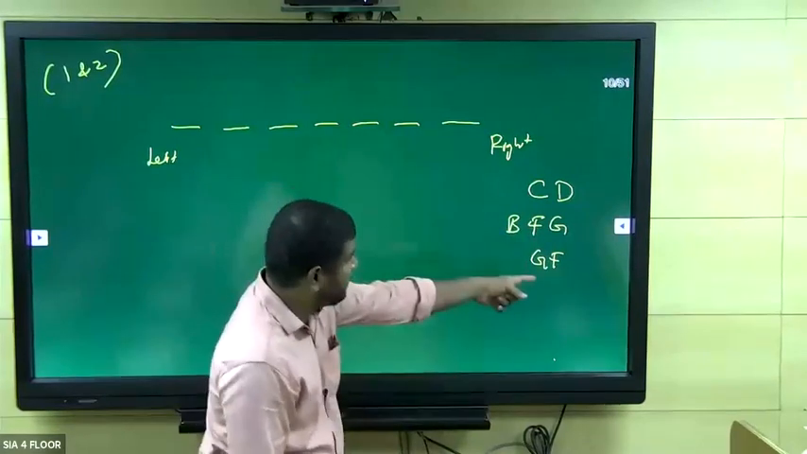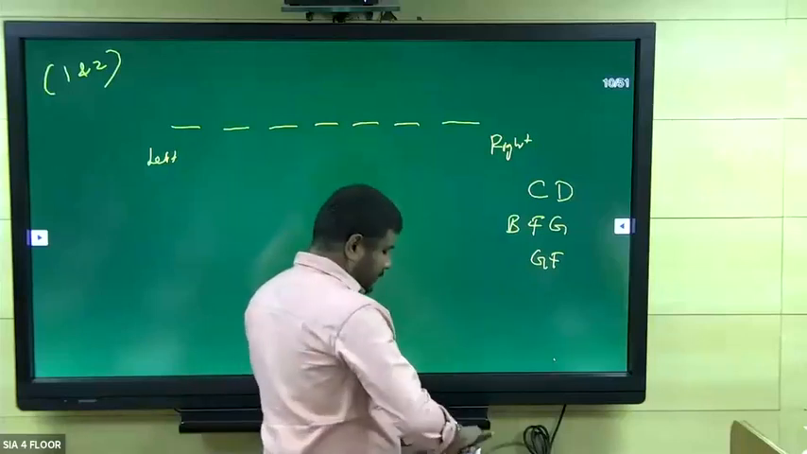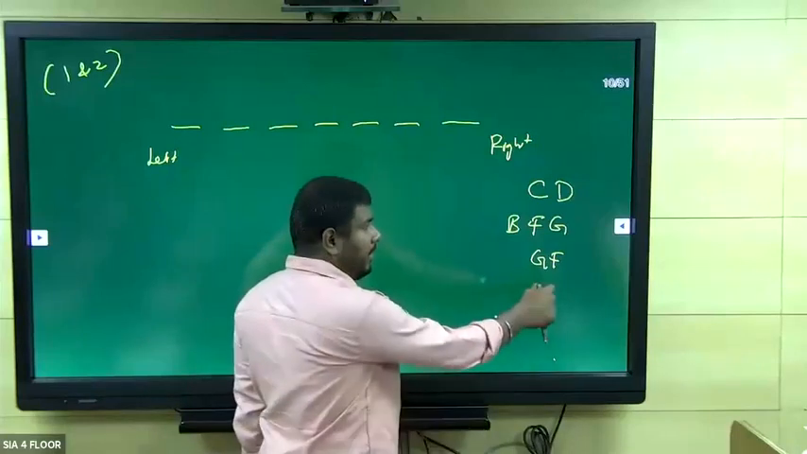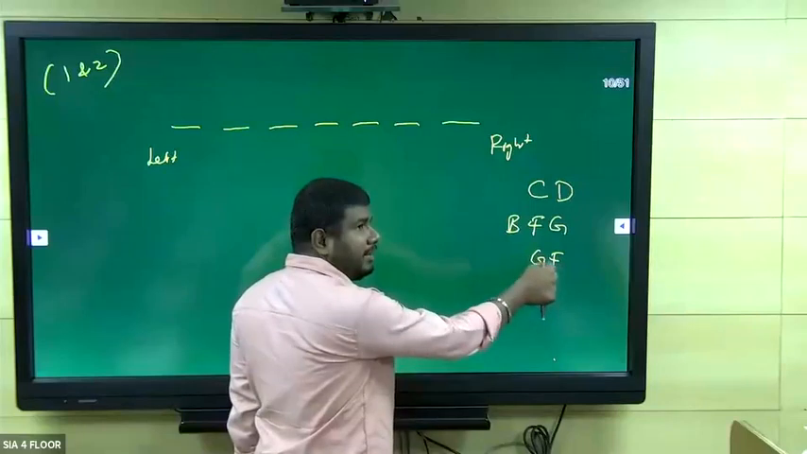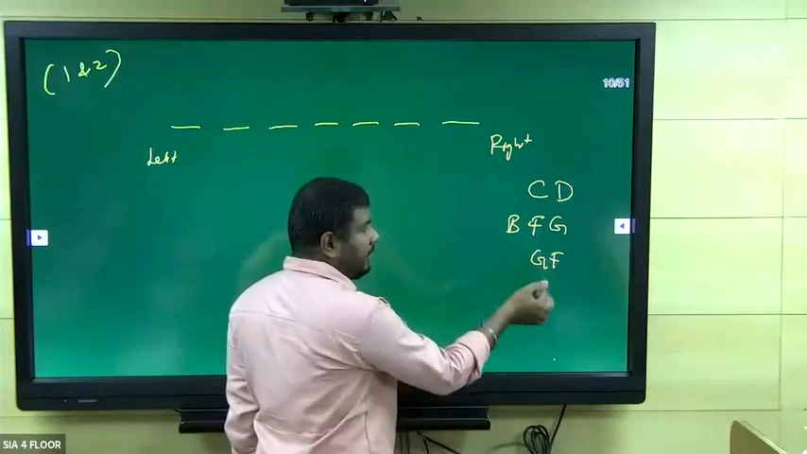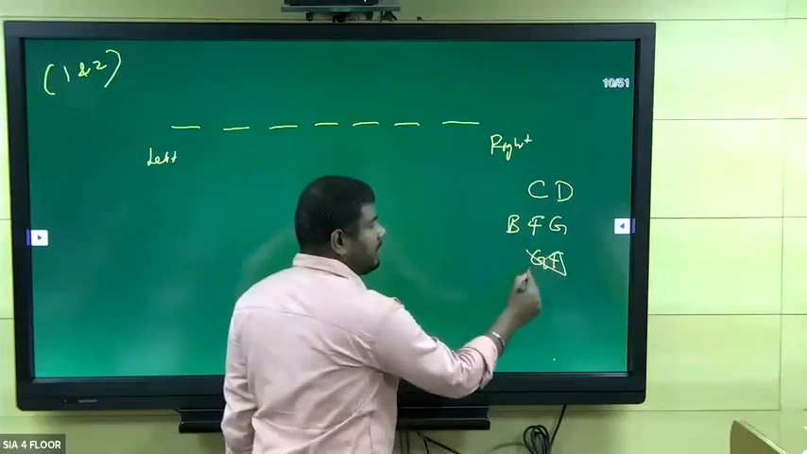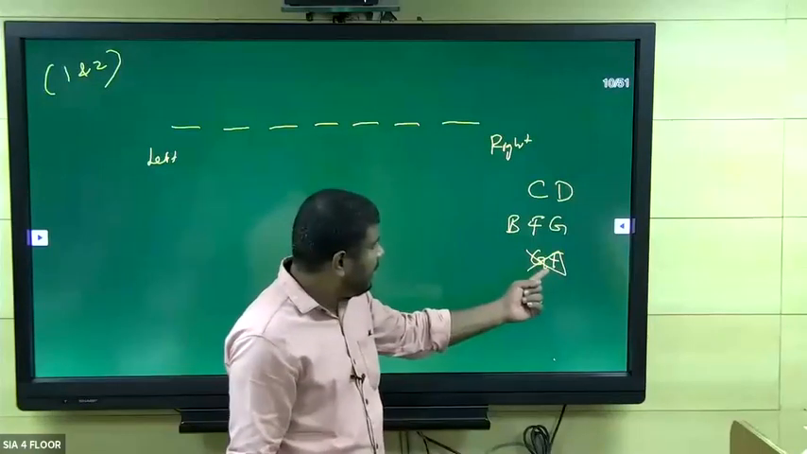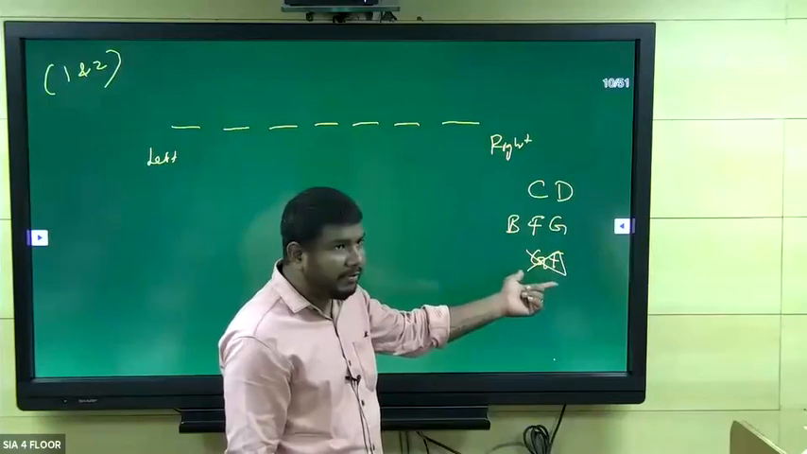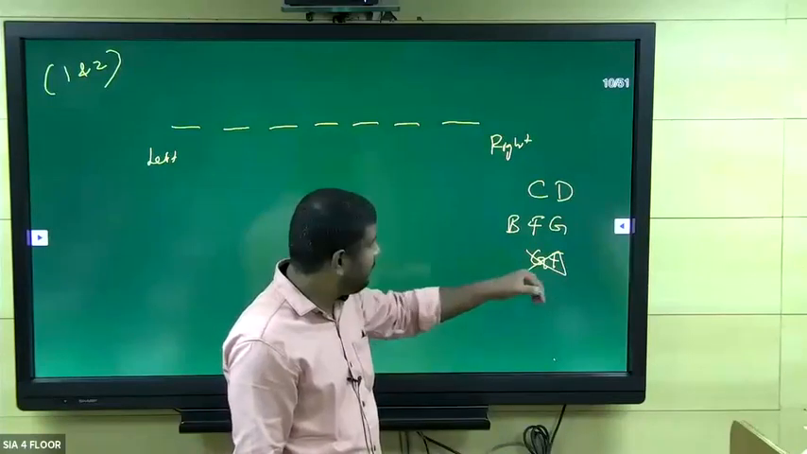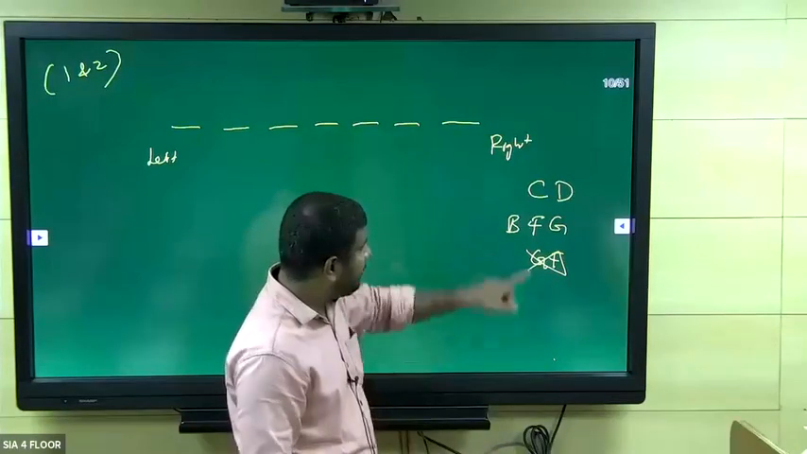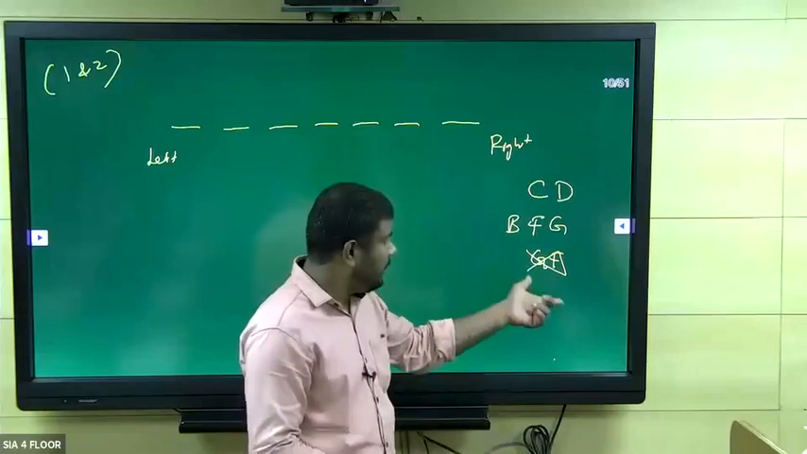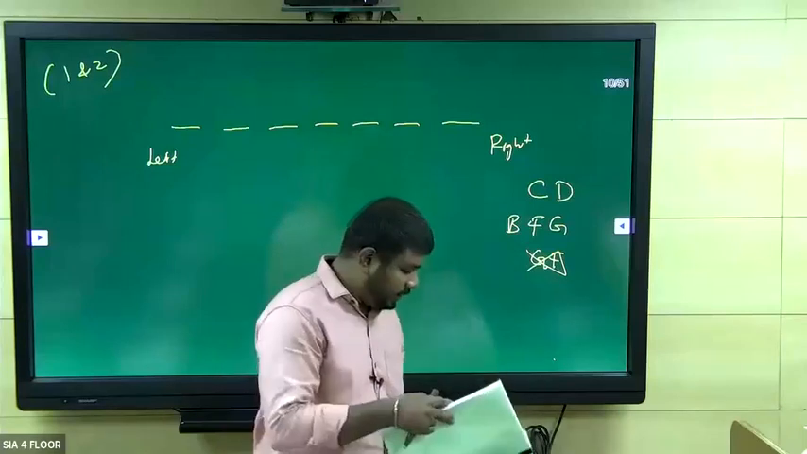And another thing in this second possibility: B is to the left of F, but G is already there to the left of F. Okay. So we cannot fix B here. So this possibility is wrong. Clear? To the left of F is already G. We cannot fix B, but according to the statement, this one is correct. So eliminate, remove that. Okay.